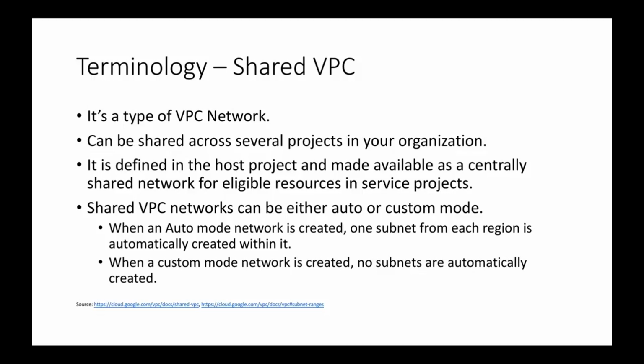And when you create a custom mode network, that's where you get more control. Out of the 12 or 13 regions that Google Cloud Platform provides, you may only want to create subnets in 2 or 3 regions, like US East, US West, and US Central, and nowhere else. If you want that kind of control, then you need to use custom mode for the network.